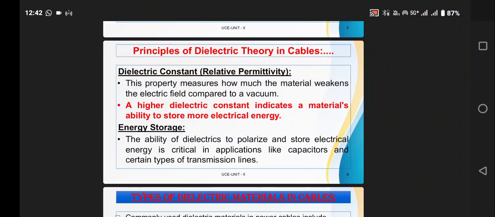Dielectric constant or relative permittivity. This property measures how much the material weakens the electric field compared to a vacuum. A higher dielectric constant indicates a material's ability to store more electrical energy. Energy storage. The ability of a dielectric to polarize and store electrical energy is critical in applications like capacitors and certain types of transmission lines.